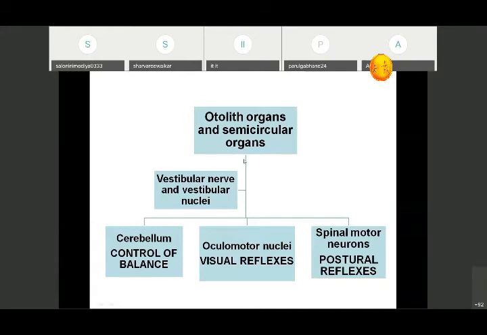So, from the vestibular apparatus, the otolith organ and semicircular canal, through the vestibular nerve, it will go to the cerebellum, and with the help of the cerebellum, it helps in control of balance. With the help of the oculomotor nuclei, it helps in fixing the vision, that is eyeball fixation, and helps in visual reflexes. And through the vestibulospinal tract, both lateral and medial, it will go to the spinal motor neurons and help in postural reflexes.